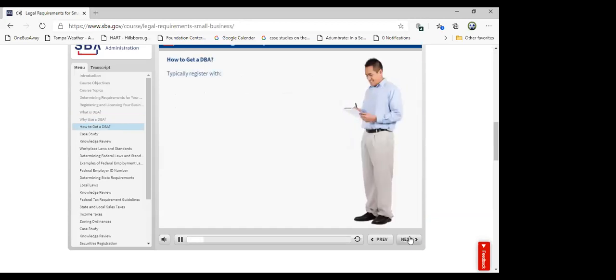The process to register your DBA name varies depending on the state or region you will be operating in. Typically, you will register your DBA with the local county or city clerk's office or with the business department of your state government.